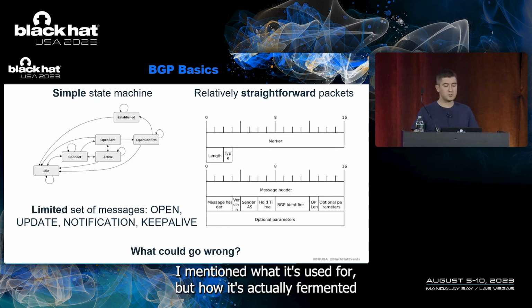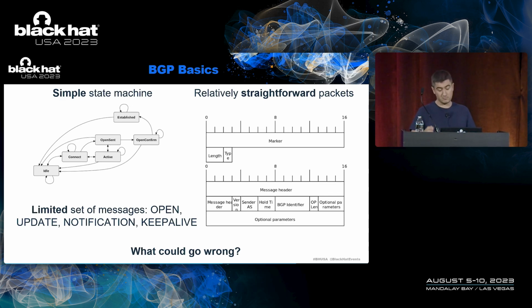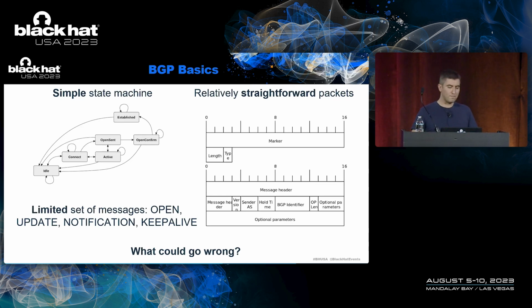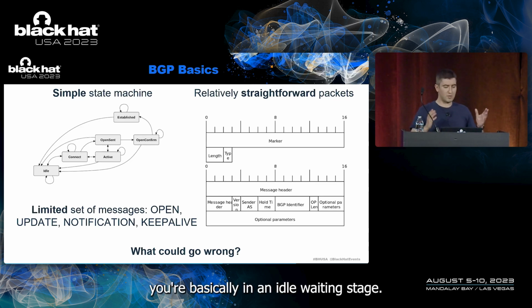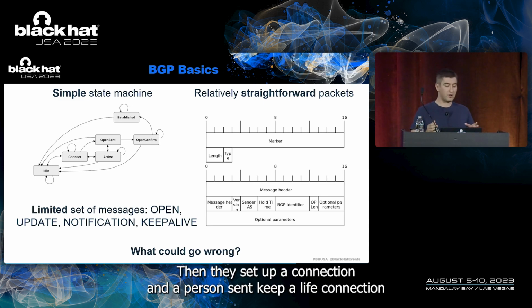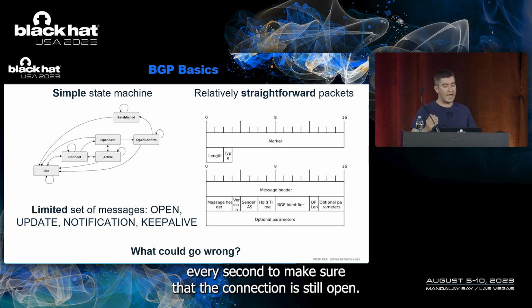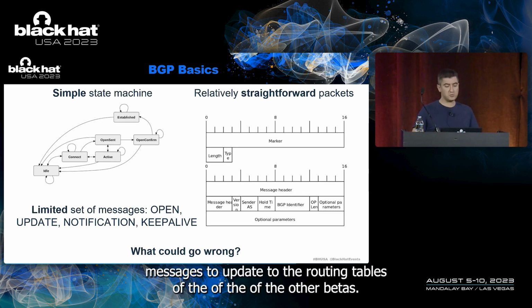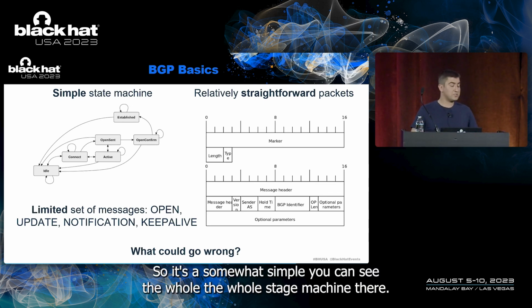So, the basics of the protocol, right? I mentioned what it's used for, but how it's actually implemented, very quickly in a nutshell. It's a simple state machine where peers are basically in an idle waiting state. Then they set up a connection, and peers keep a keepalive connection every X seconds to make sure that the connection is still open. And from time to time, they send messages to update the routing tables of the other peers, right?